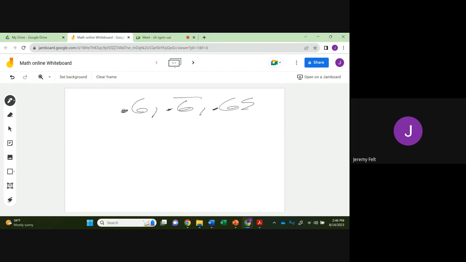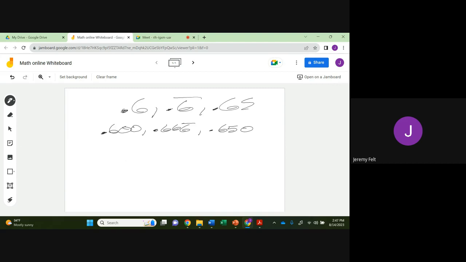So 0.6 we can rewrite as 0.600. That's the same thing. We normally wouldn't write this, but in comparison, we're going to do that. 0.666, and it's repeating forever, but we take it out to 3, and then 0.650. So now that we have it, we can compare place values. So the tenths place 666, that doesn't help us. The hundredths place 0, 6, 5. Okay, well, 0 is the smallest, then 5, then 6.